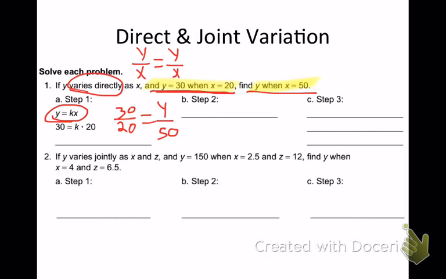Now I'm just going to use cross products to solve. What's 30 times 50? 1500. 20 times y? So I have 1500 equals 20y. And if I want to solve for y, what are you going to do on both sides? Divide by 20.